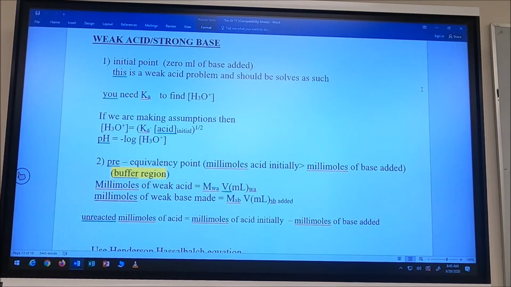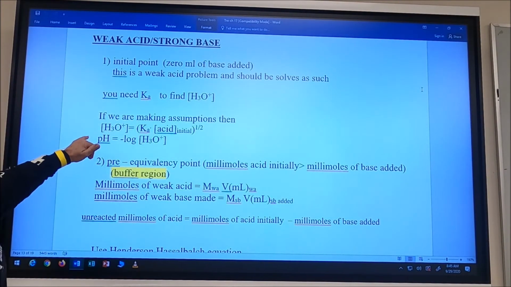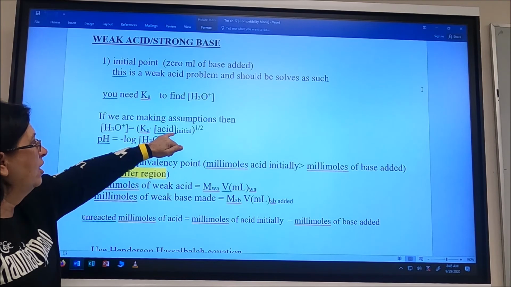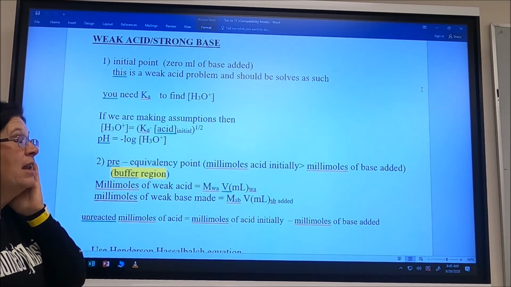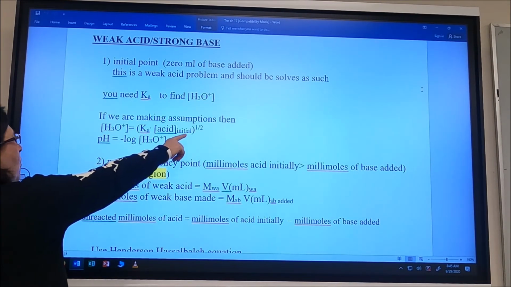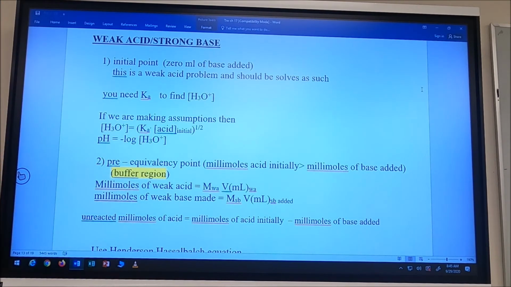So you need Ka to find the hydronium ion concentration. If the Ka is small enough, we're going to make the assumption, we can kind of do a quickie. Okay, we're going to take a shortcut. When we make the assumption, all the math that we do comes down to the hydronium ion concentration is equal to Ka times the acid initial concentration, all raised to the 1/2 power, that's the square root. pH equals the negative log then of hydronium ion concentration.